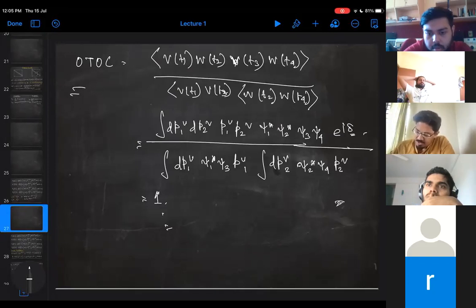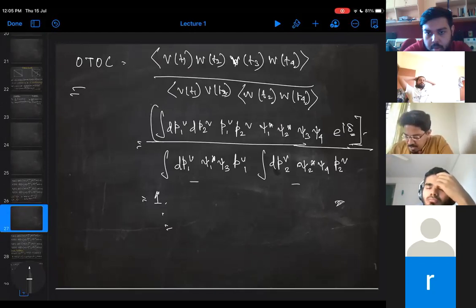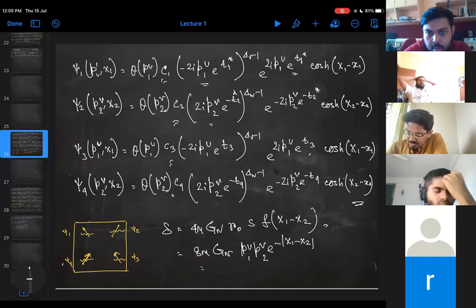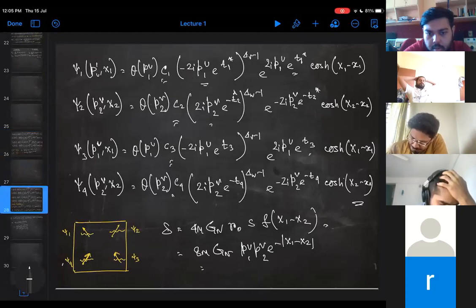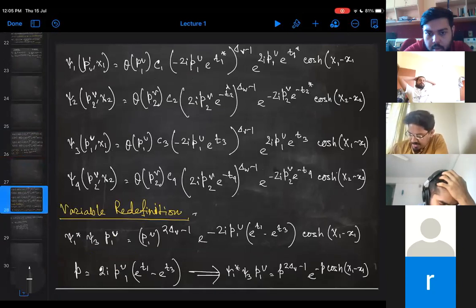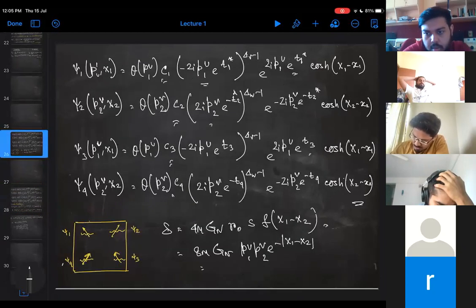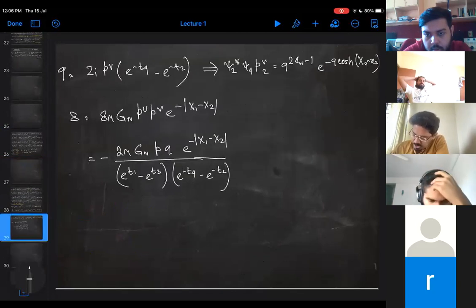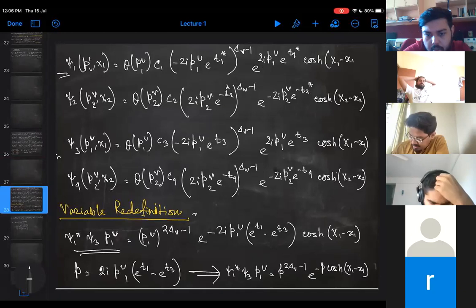However, for timing, now I'll focus on this unnormalized part. See, the form of this wave function is a little discouraging. So what we have to do is some variable redefinition to massage these forms. So what we do is as follows. If you consider this object like psi 1 star, psi 3, and p_u essentially comes in the integral. For example, these are essentially p_u dependent integrals. So we consider this, and it has something like this form.